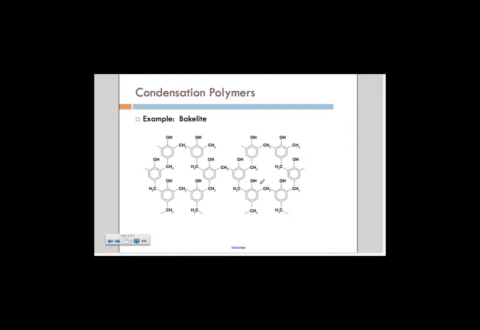So if you look at this structure, what do you think the properties might be? Well, because there are all these benzene rings that are linked together pretty rigidly, you're going to have a nice rigid structure. And because it's open like this, it's going to be a good thermal insulator. So this is used a lot, or at least it used to be, for covering electrical wires, electrical boxes, stuff like that, where you need some insulation properties, and you need it to be nice and rigid. So that's Bakelite, and this polymer has been around for a really long time.